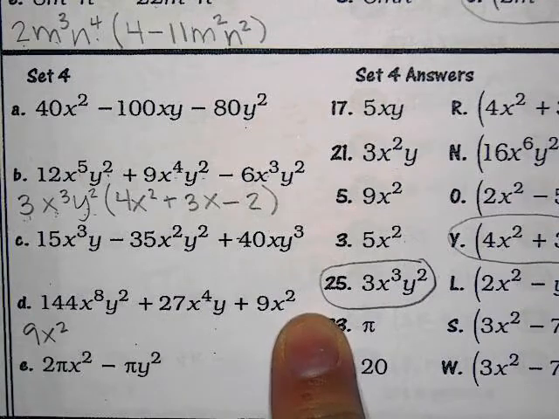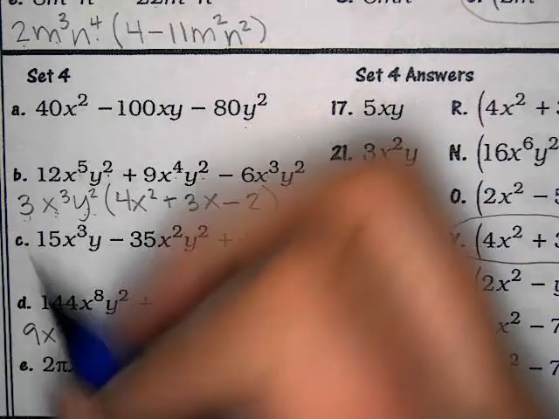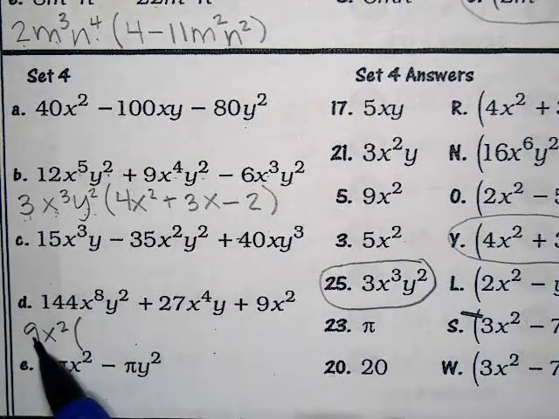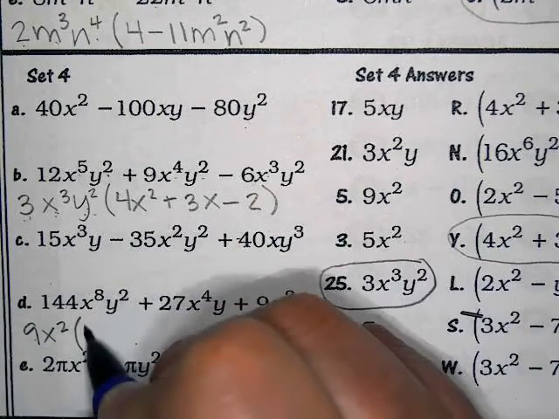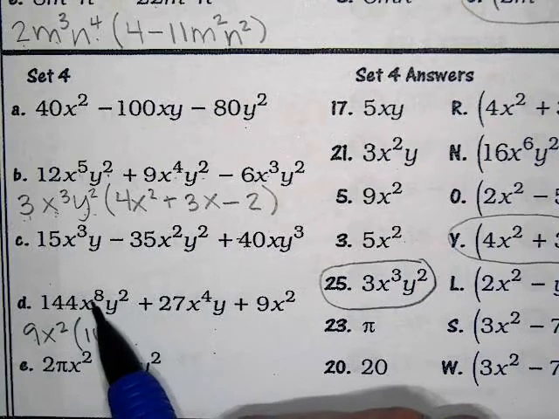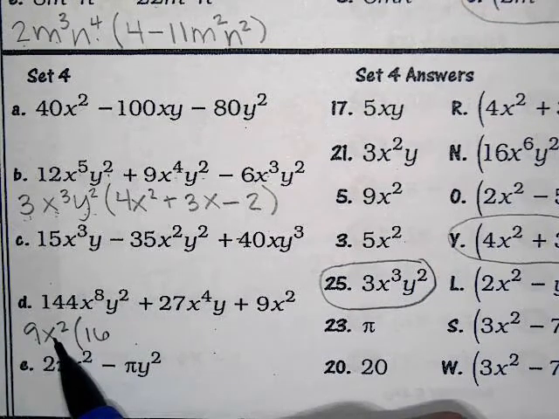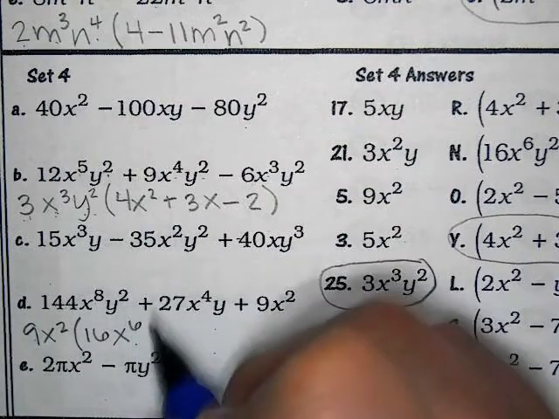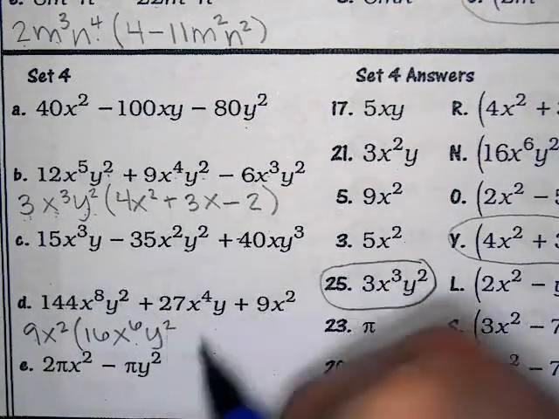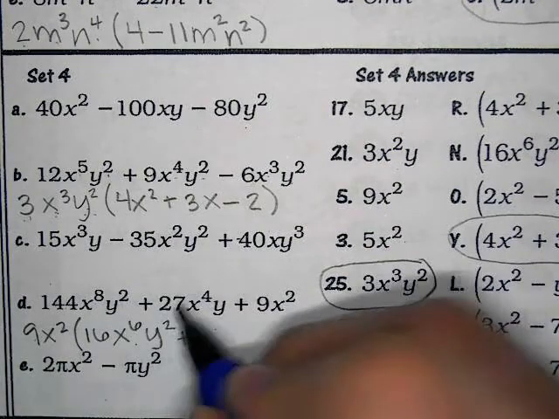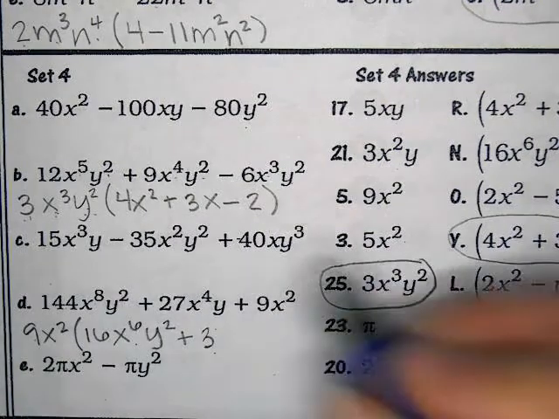Okay. So 144 divided by 9, 16. Okay. X to the 8th. So we had 8 x's. We took out 2 of them. So 6. And we didn't take out any y's, so we need all of those. Yep, y squared. Yep, 27 divided by 9 is 3. Okay. X to the 4th, we took out 2 of them. X squared.